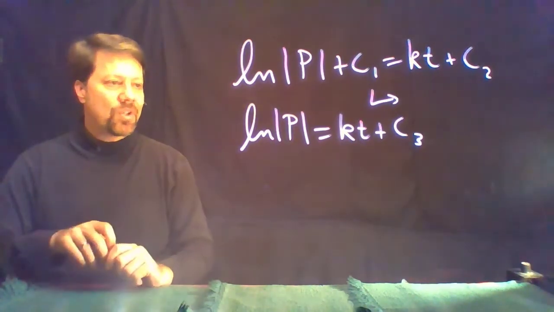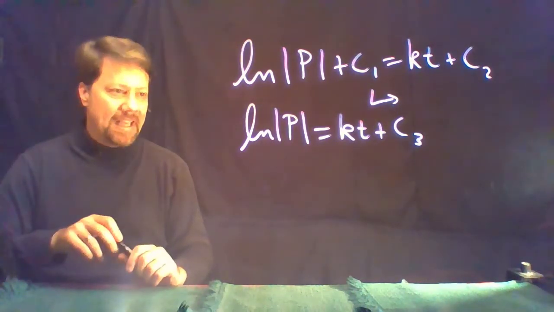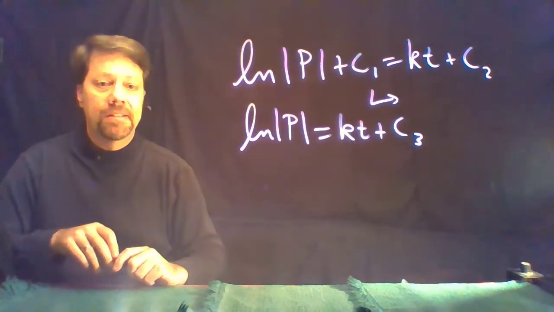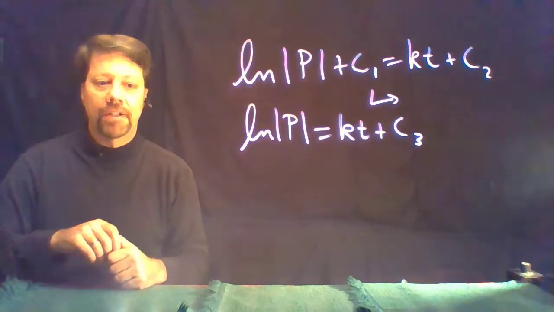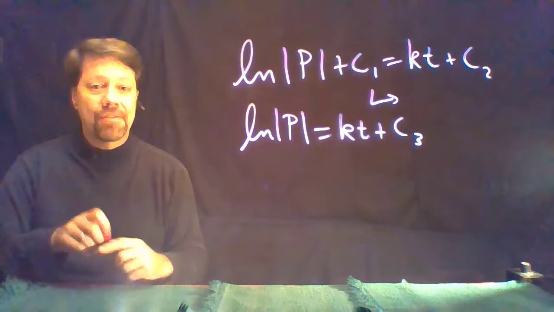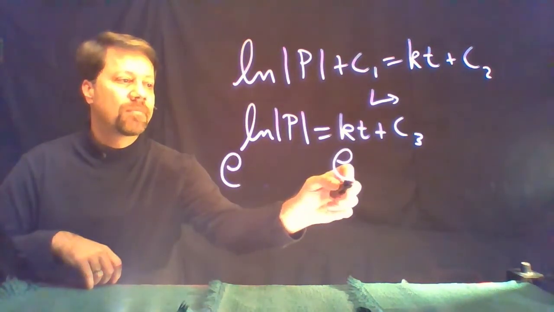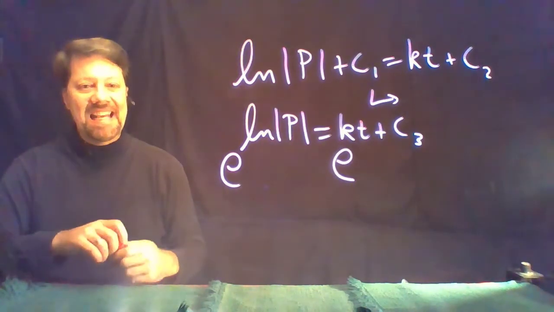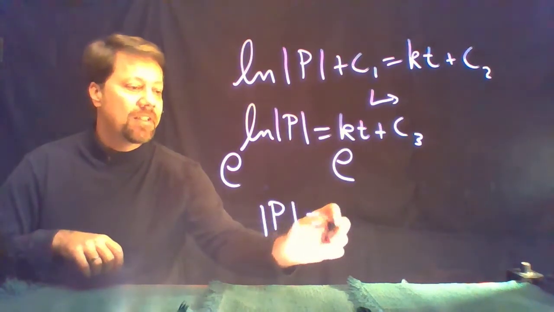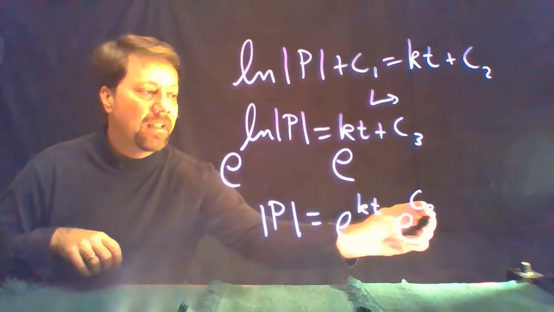Now, to solve an equation like this for p, we have to whittle away at the things surrounding p, starting with the thing that's furthest away by the order of operations agreement, in particular with the natural log function. You also use opposite operations, and the opposite of the natural log is the exponential function e to the power of. When we take e to the power of each side, we get the absolute value of p is e to the kt times e to the c3.